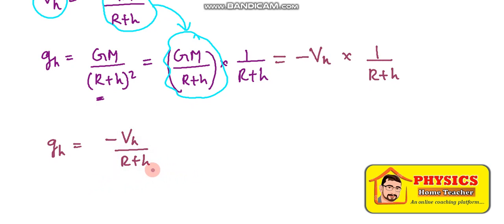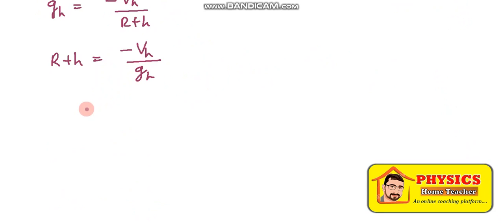So our intention is to calculate h, right? You can just rearrange this. So r plus h is equal to minus Vh divided by gh. You know the value of Vh, you know the value of gh, and you know the value of r. So you require just h, so just rearrange for h. So what do you get? h is equal to minus Vh divided by gh minus r, right? So you know all the values, just substitute it.